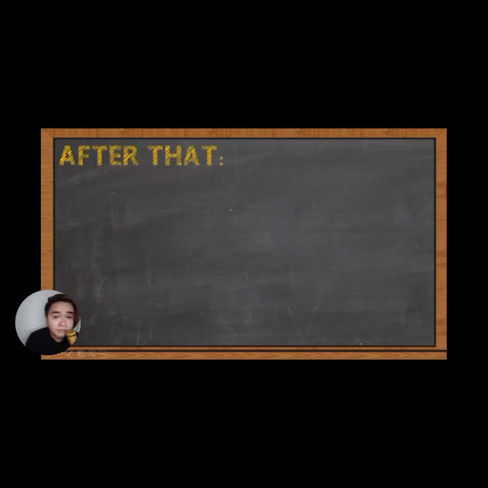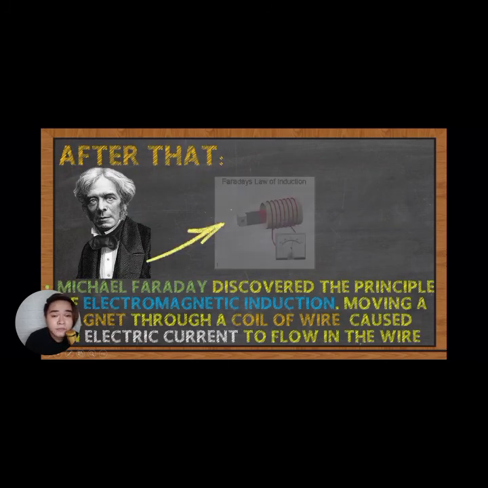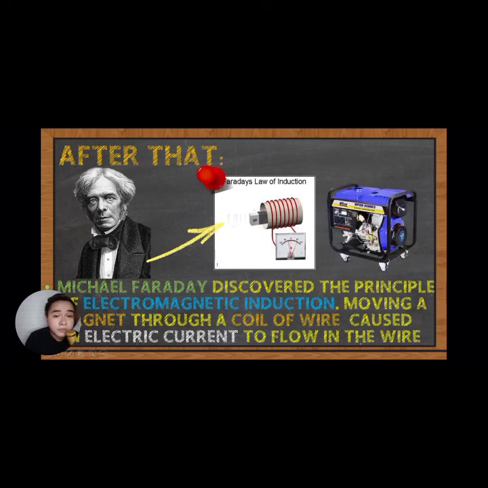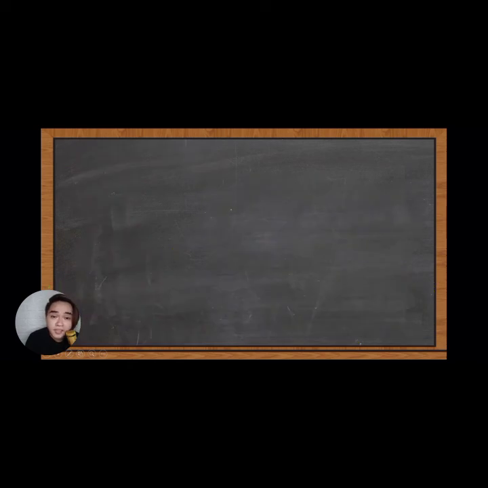And after that, a man named Michael Faraday discovered the principle of electromagnetic induction. It means a changing magnetic field, or a magnet moving through a coil of wire, can produce electric current through the wire. It means there's electricity if you change the magnetic field. It is the same principle used in our generators nowadays.